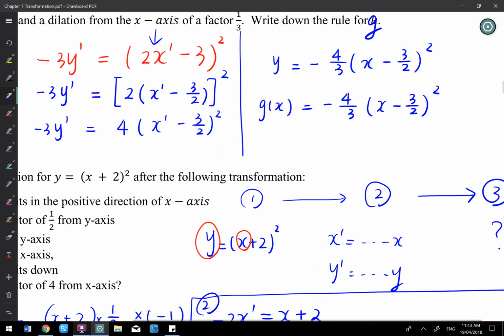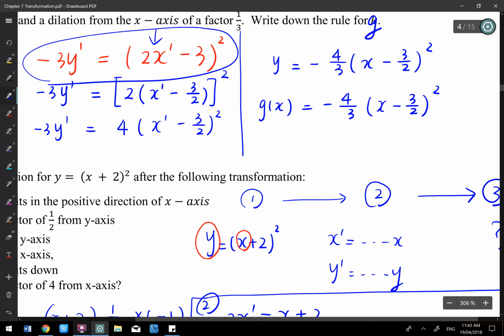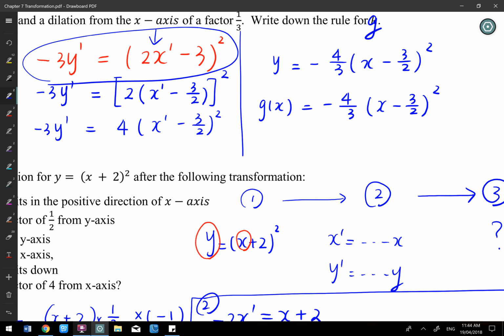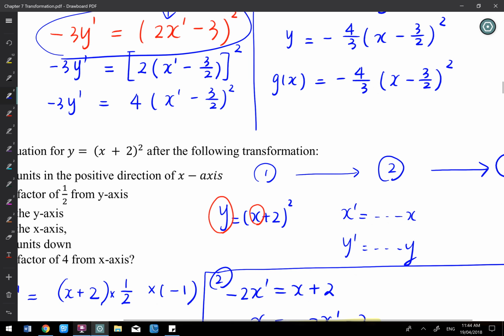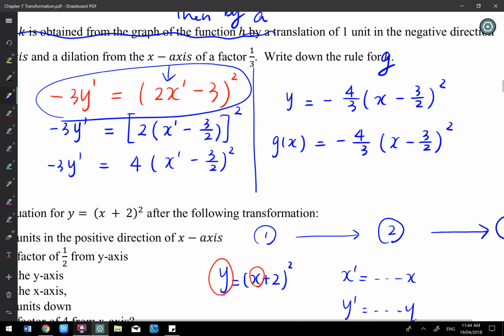I think a lot of you stop at that step and you divide negative 3 on both sides. You have negative a third times that. But actually I can turn that into a turning point form. I can see the turning point is (3 over 2, 0) and it is a downwards, like set phase, quadratic.